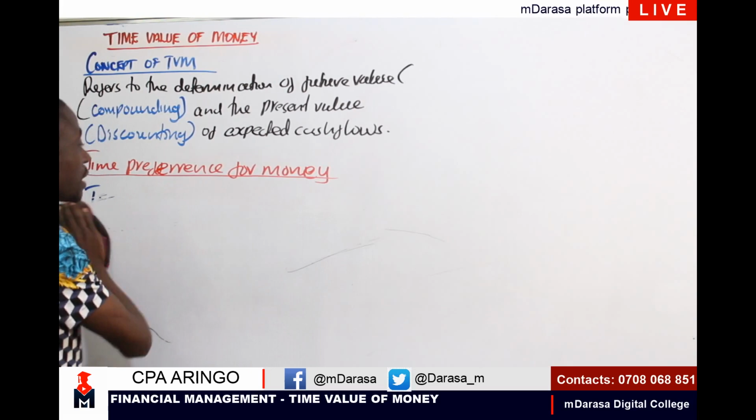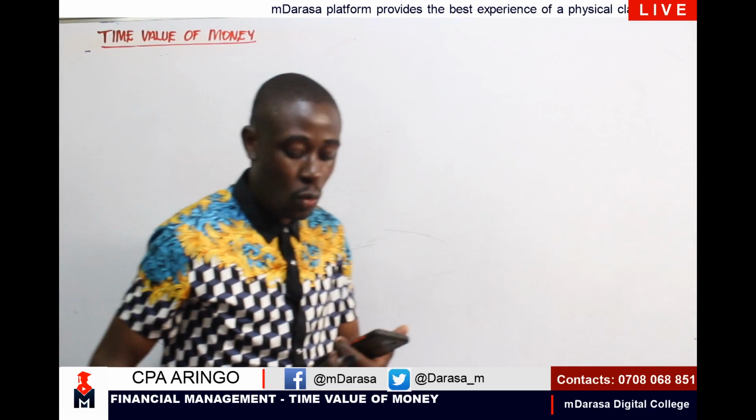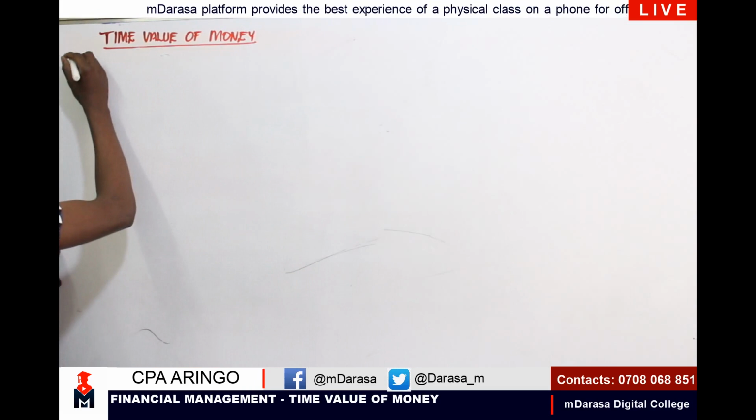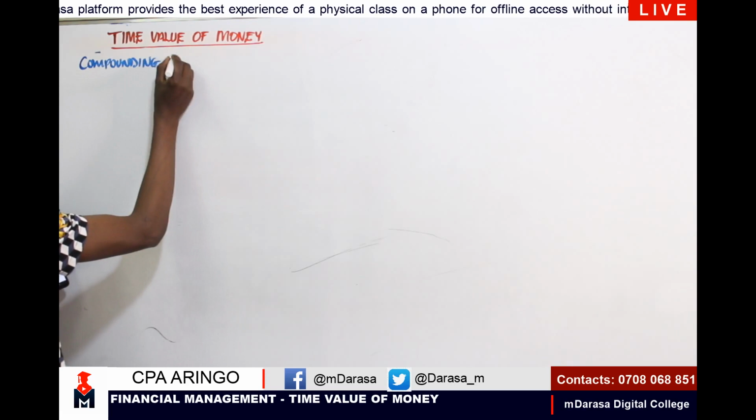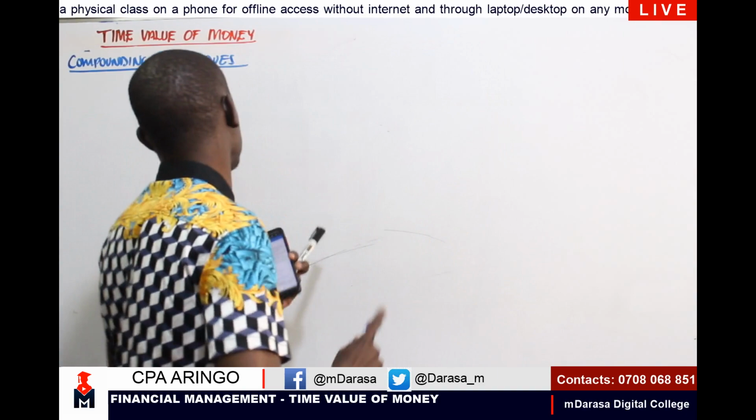By now, I know if a person asks you to distinguish between time value of money and time preference of money, you can clearly give this distinction with a lot of confidence, right? So let us analyze compounding technique. Let us analyze what you're referring to as compounding techniques.